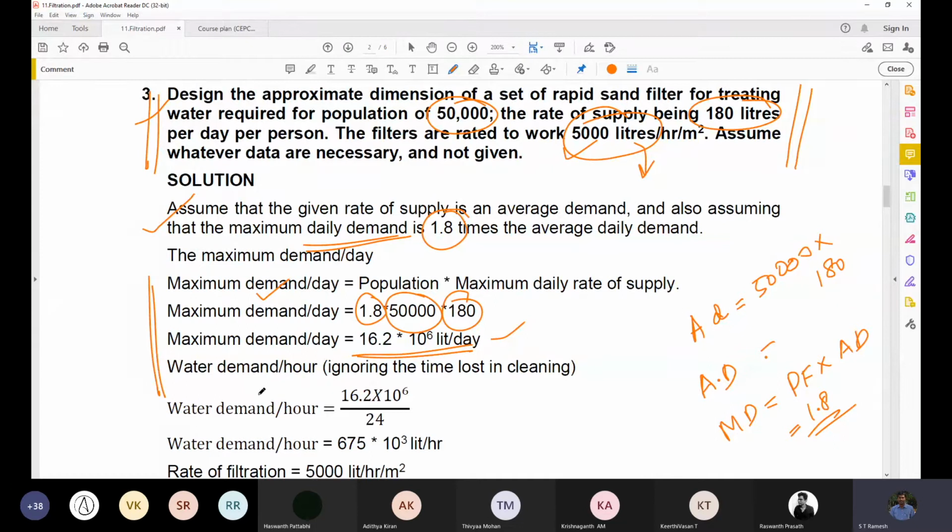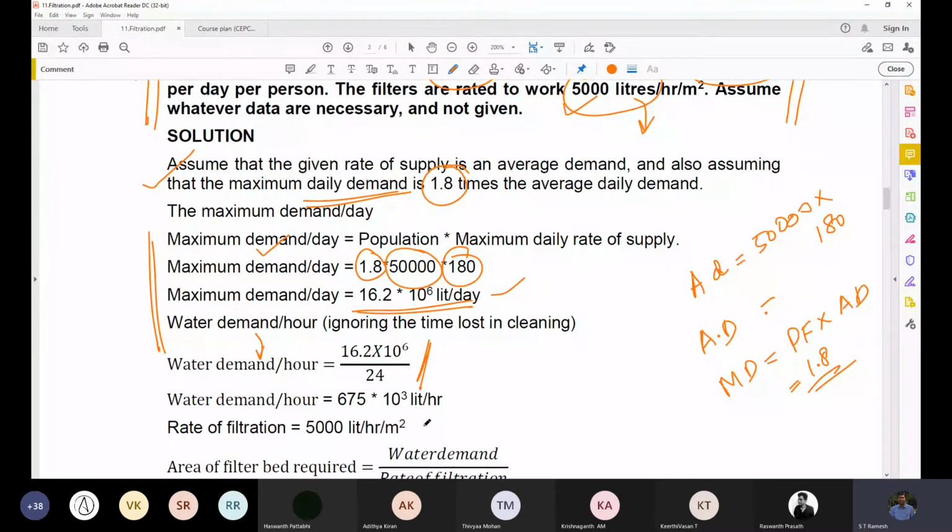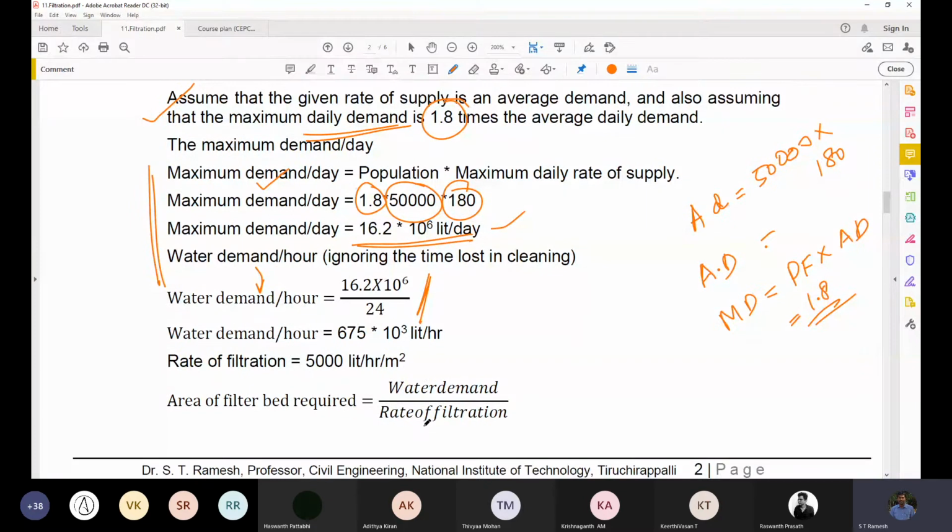Now you can find the maximum demand per hour, because the filtration rate is given in terms of liters per hour per meter square. The demand is again in liters per day, so you convert it to liters per hour to make both units uniform. So water demand per hour is equal to 16.2 into 10 power 6, your maximum demand, divided by 24. So you make it 675 into 10 power 3 liters per hour.